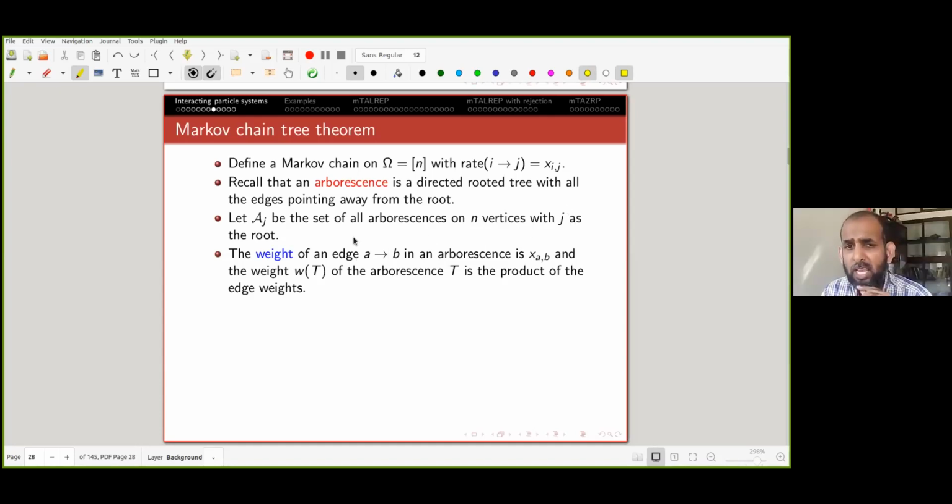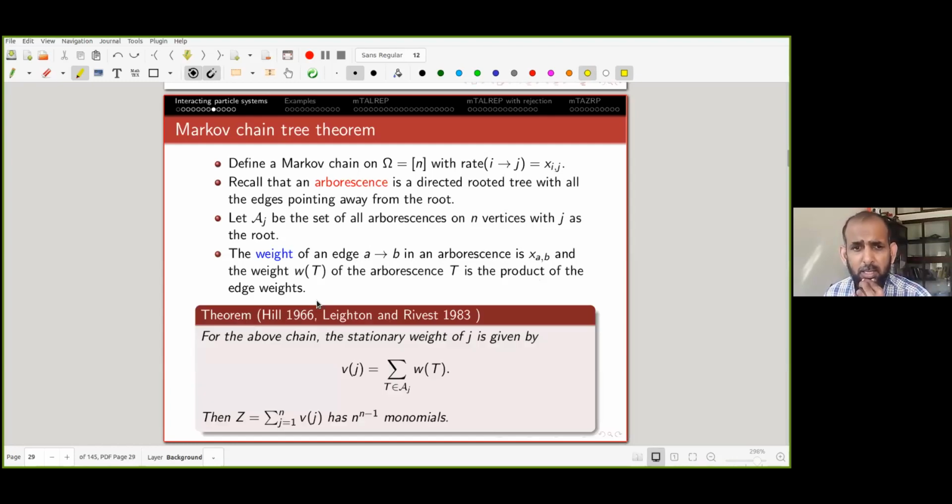Right. So A_j is the set of all arborescences with j as the root. And if you have an edge a to b in your arborescence, you give it weight x_ab, the same x as over there. And the weight of an arborescence is going to be the product of all the edge weights. Okay, so here is this beautiful theorem. It's called the Markov chain tree theorem, as a riff on the matrix tree theorem.